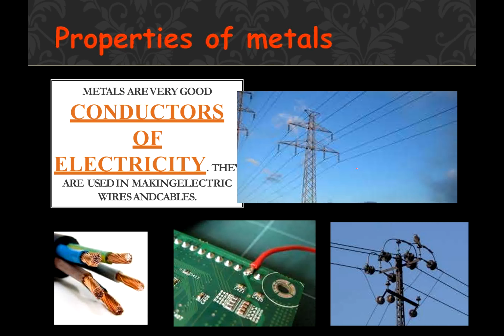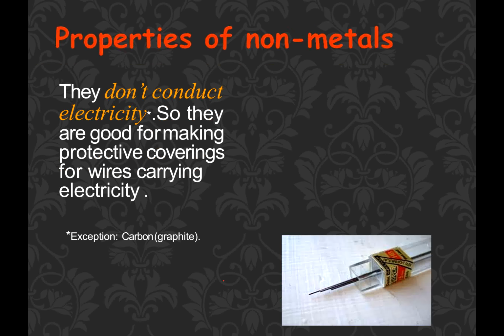Next is the conduction of electricity. It's very common in our house. If you see the electric wires, there is a copper wire, because it's a good conductor of electricity. So metals are very good conductors of electricity. They are used in making electric wires, cables, even in electronic circuits like a TV, the refrigerator, or any other electronic devices. The metals are used to conduct electricity.